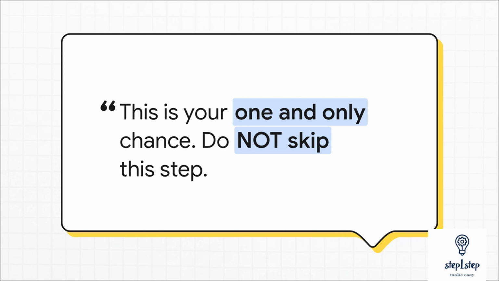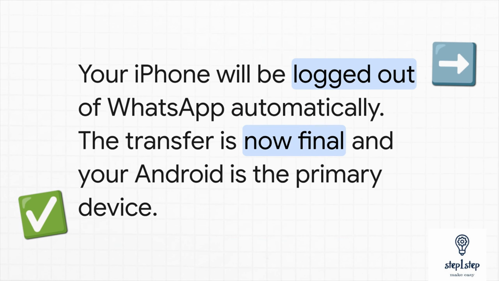You have to tap Start. The second you start the import on your new Android, your iPhone will get logged out of WhatsApp. And that's it. It's final. The migration is complete, and your Android is now the official home for your WhatsApp account.